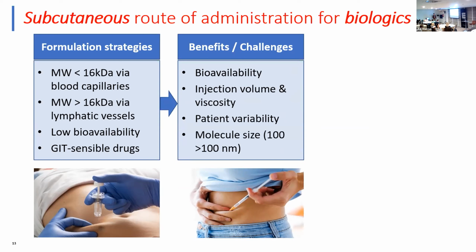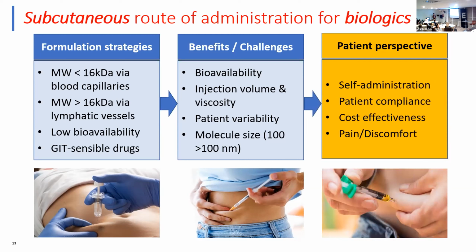In terms of injection volume, usually you can get 1.5 ml. And if you want to increase the concentration of, for example, the protein, that will lead to a higher viscosity, which will then create pain at the injection site for the patient. There is patient variability with regards to the thickness of the stratum corneum, and the molecule size is also a constraint for transdermal, subcutaneous administration.